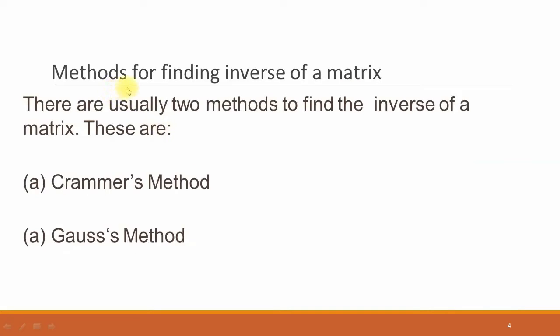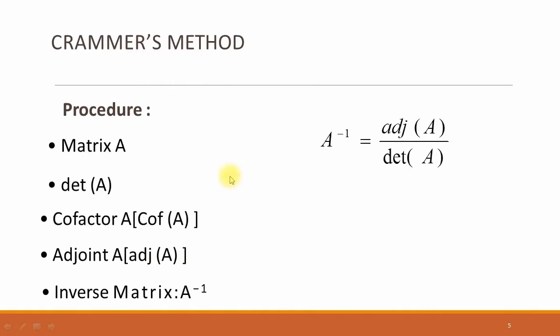Now, the method for finding the inverse of a square matrix. There are usually two methods to find the inverse of a square matrix. One method is the Cramer method, and the other method is the Gauss method. Now, let's discuss the Cramer method. By the Cramer method, we can find the inverse of the matrix A by this formula: the adjoint matrix of matrix A divided by the determinant of matrix A.